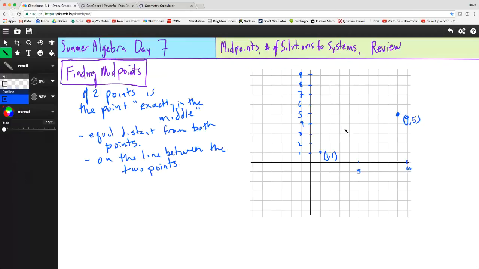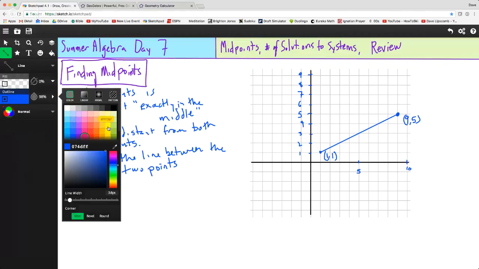Okay, so there might be some point up here that, if you drew a line, is the same distance between here and between 1, 1 and 9, 5. But you're actually looking for the point that, if you draw a line between the two, is exactly in the middle. You want the exact middle, and you want it on the line between the 2 points. So with that in mind, let's talk about what that point is and how you find it. So let's just make a line between the 2 points. And we know that our answer is somewhere on this line.